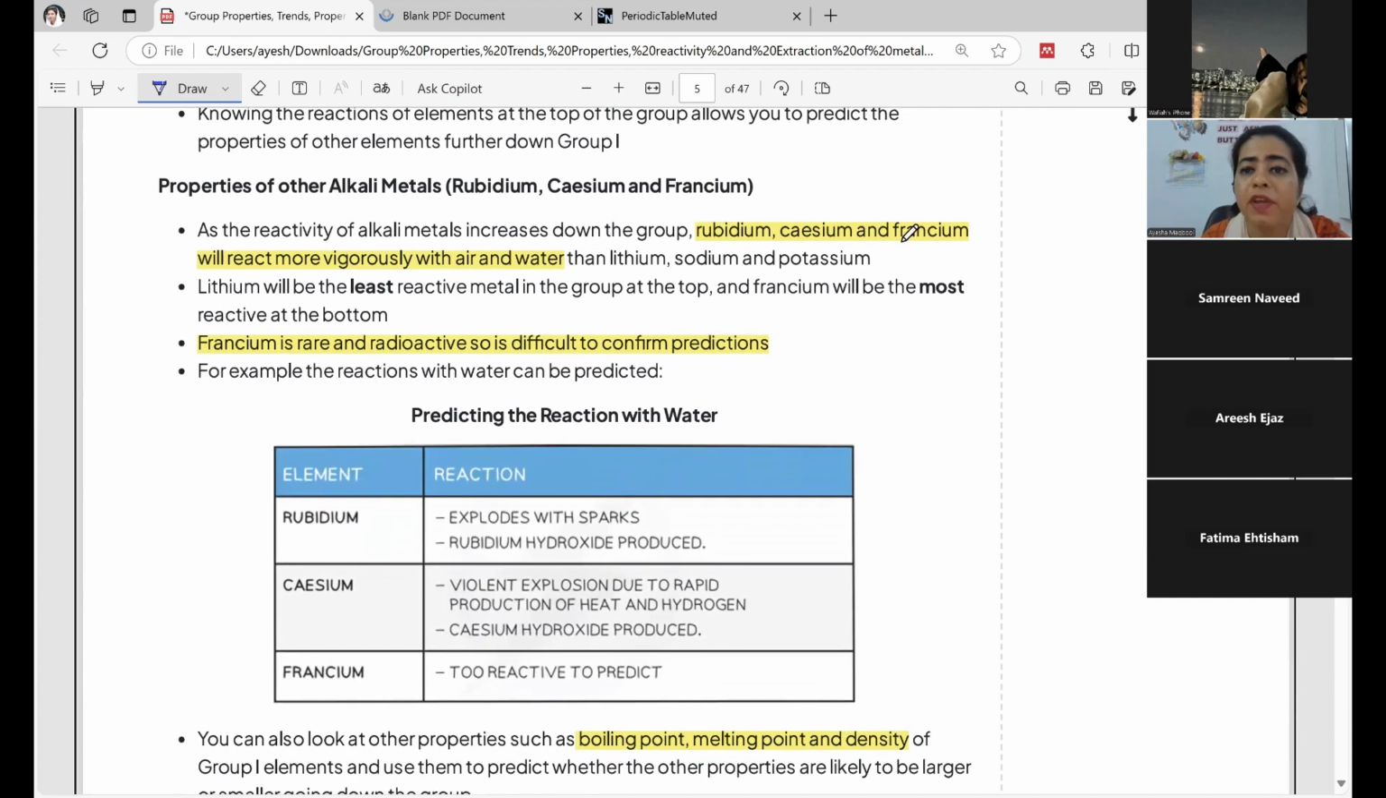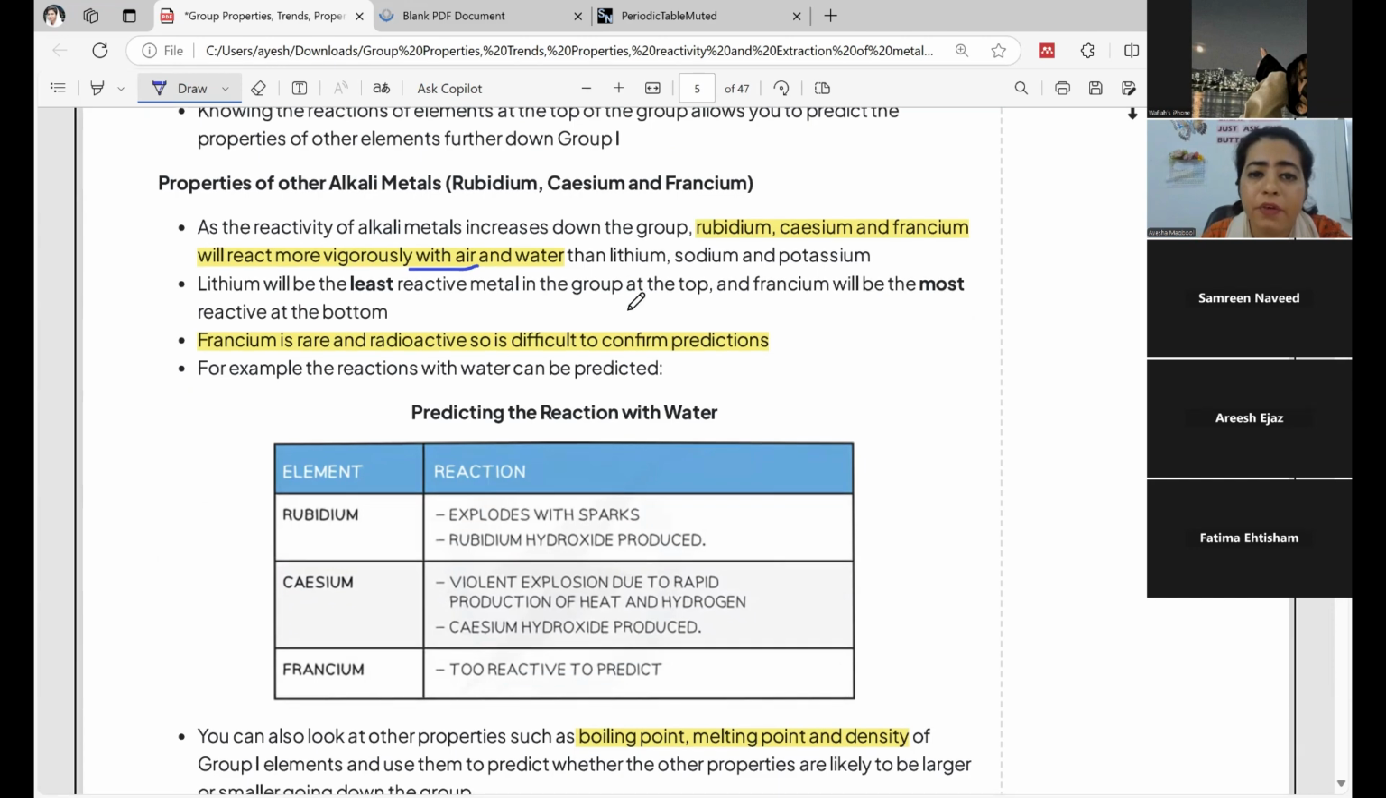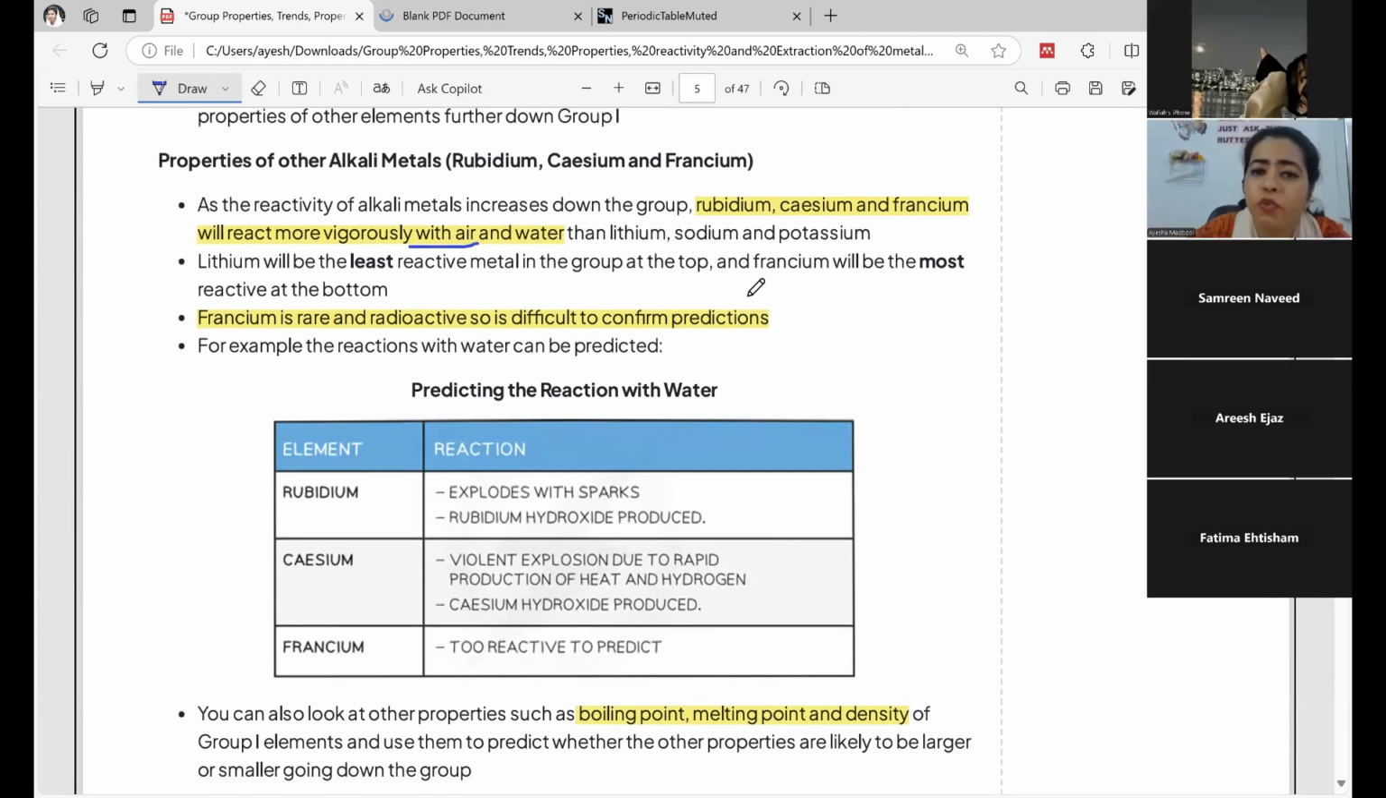So rubidium, cesium, and francium all are definitely going to react more vigorously with water and air as well. Air means with oxygen. We'll also see these reactions. Lithium will be least reactive because it is at the top of the group. Francium is going to be the most reactive because it is at the bottom of the group. But for francium, it is very hard to check its reaction.